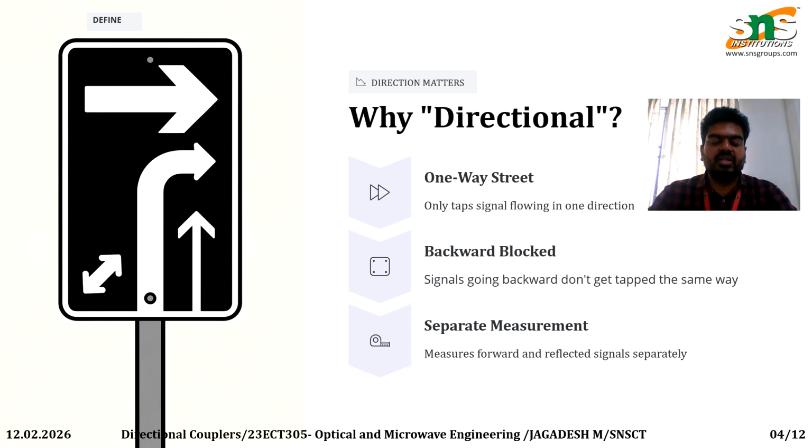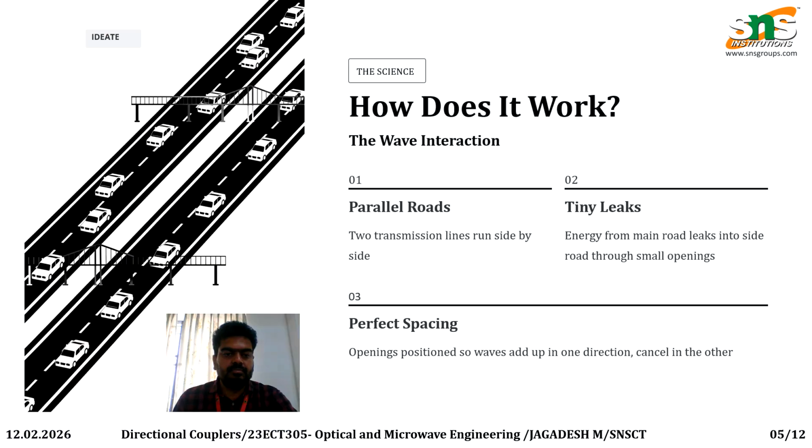And why directional is a very important thing. This is the defined part. We must address why it is required. It is a one-way street, only tapping signal flowing in one direction. Backward blocked: signals going backward don't get tapped the same way. Separate measurement: it measures forward and reflected signals separately. So this is why directional is required.